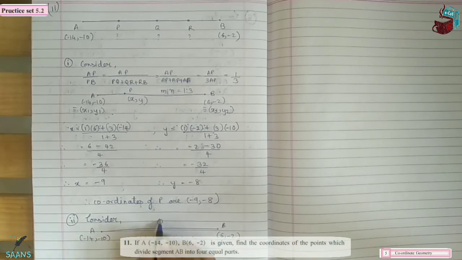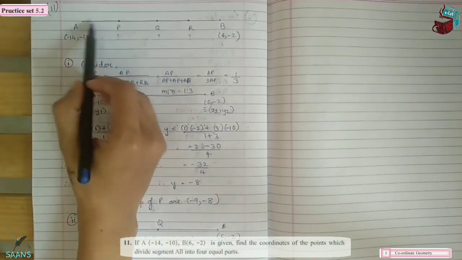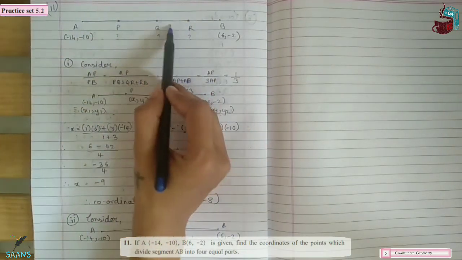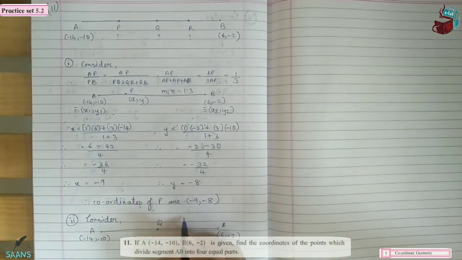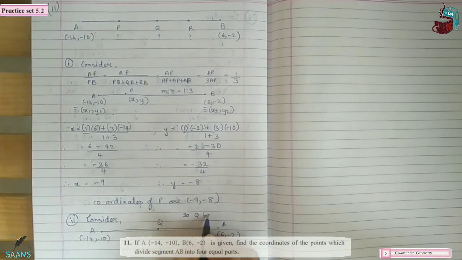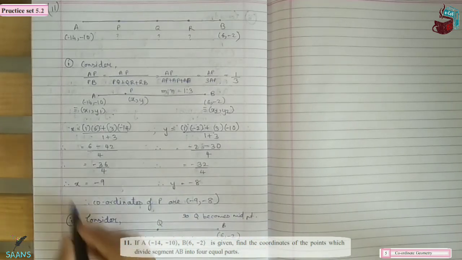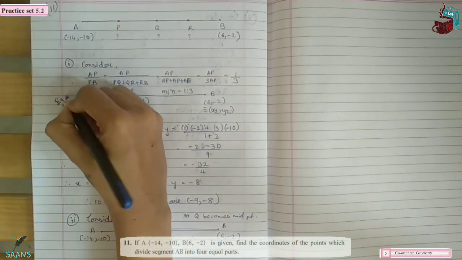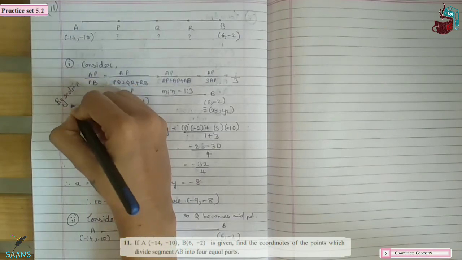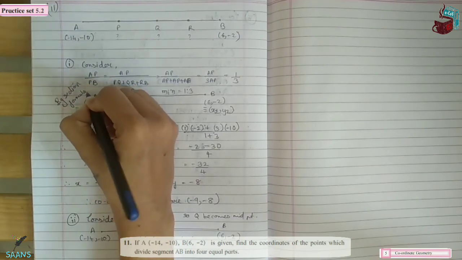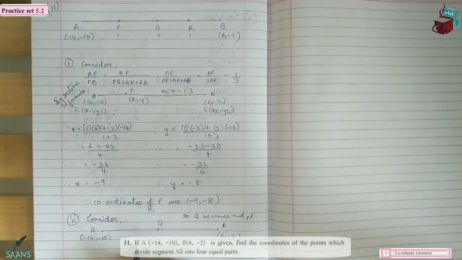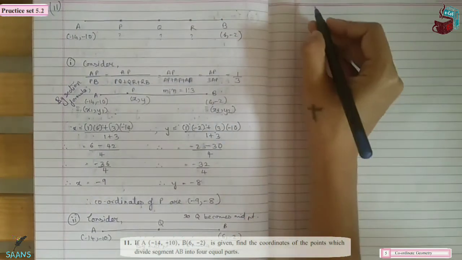Now see, kids, Q is lying in the middle because they've said 4 equal parts, so Q becomes the midpoint. Sorry, I forgot to write: this is by the midpoint formula, not the section formula. We have to calculate Q directly by the midpoint formula. Don't worry, it is correct.